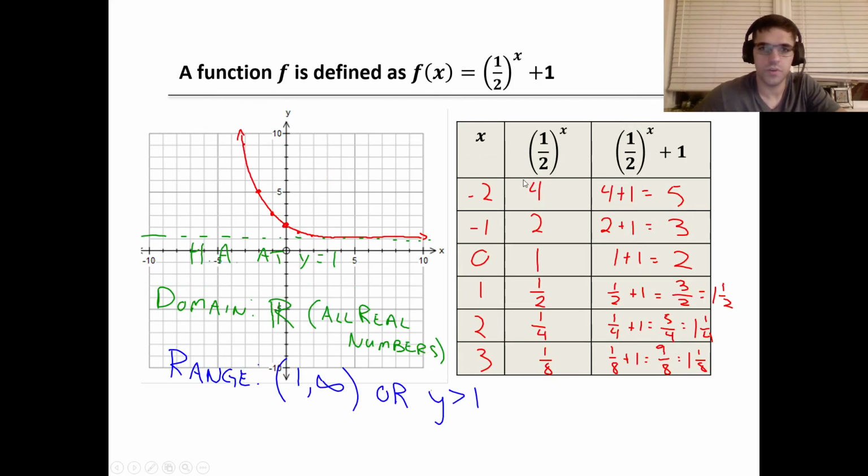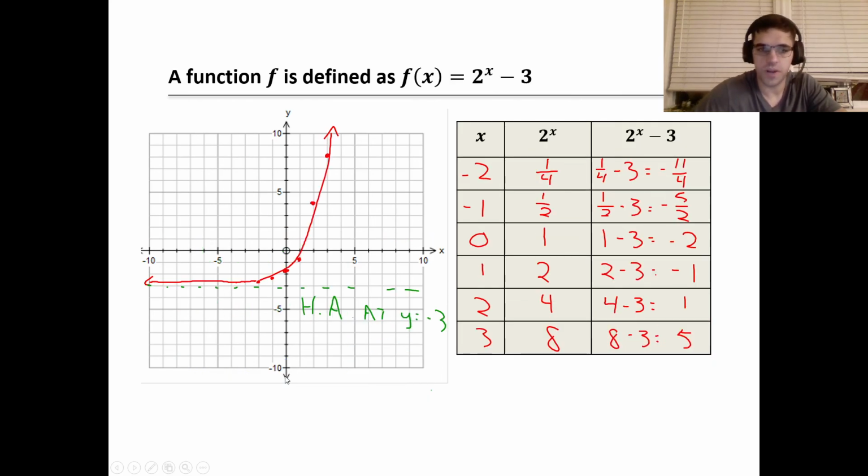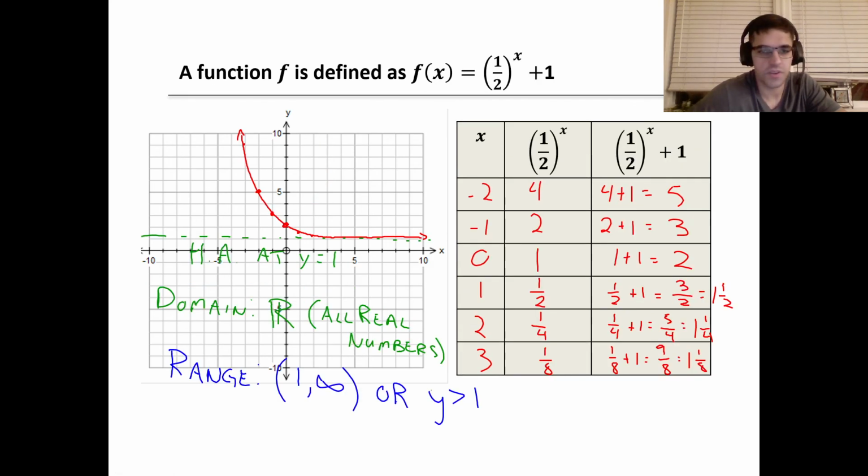Okay, here's another example. Again, we have +1 attached to our decay function. And so our horizontal asymptote is going to go up 1 unit. So instead of y equals 0, it's y equals 1. Otherwise, it's the exact same graph as 1/2 to the power of x. That changes our range. Our range goes from 1 to infinity. The last graph, our range would have been -3 to infinity. Our domain is all real numbers. Our domain for exponential functions is always going to be all real numbers.